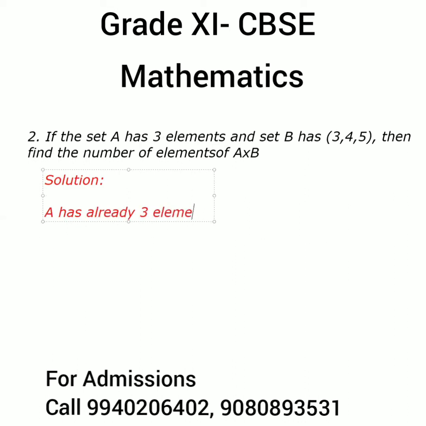And B has 3, 4, 5, which is how many elements? Twelve elements, ma'am? No, this is the first element, second element, third element. So B also has 3 elements. Understood? Yes, ma'am.